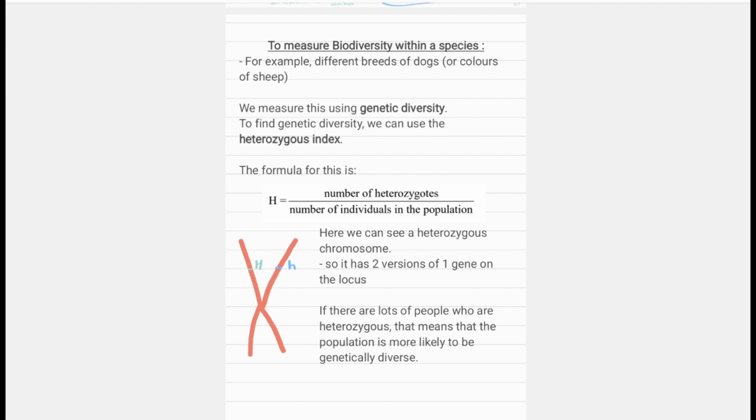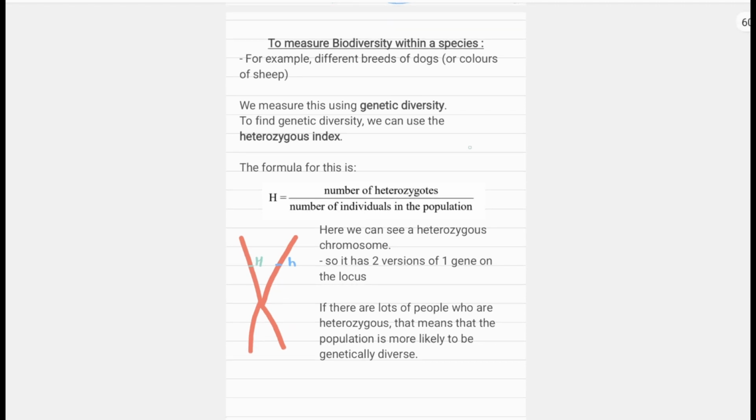Now, the second piece of maths you would need to know for this topic is the heterozygosity index. This is what we use to measure genetic diversity. Remember our two keywords? Diversity index was to measure the species richness. However, the heterozygosity index is to measure how diverse a single species is from their siblings. Here we can see the formula: number of heterozygotes over number of individuals in the population.